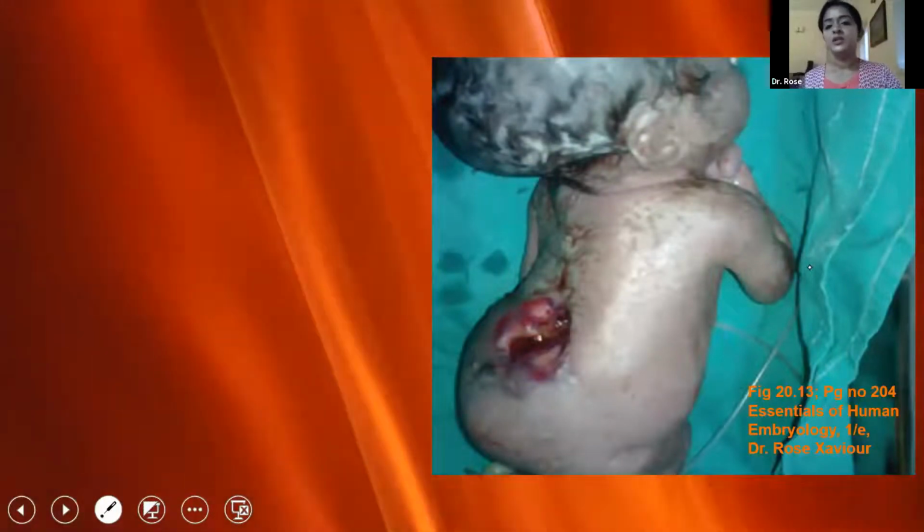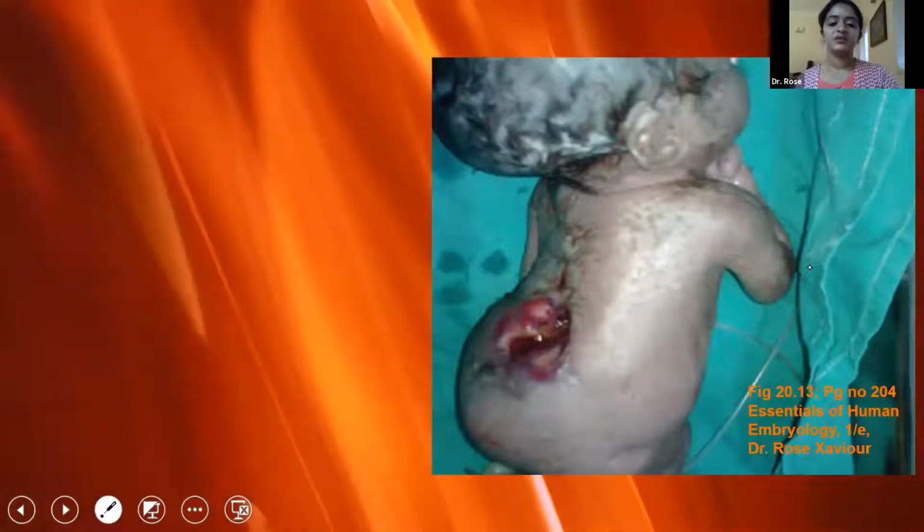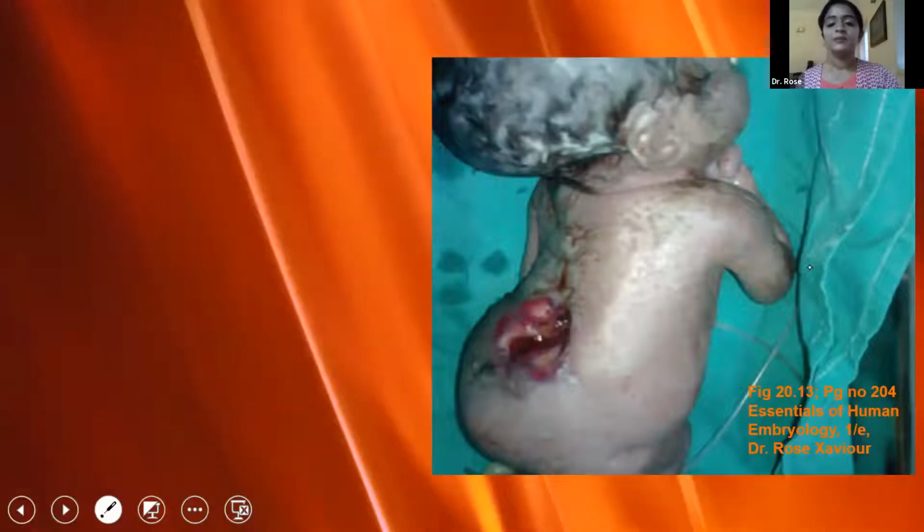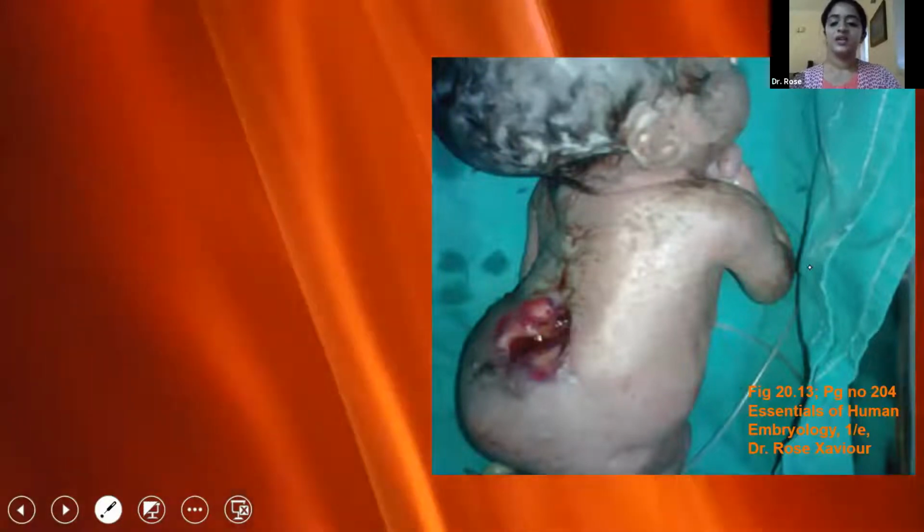Identify the neural tube defect. Anyway, it is a neural tube defect. So what is it? Very good. That is spina bifida. This condition is known as spina bifida.